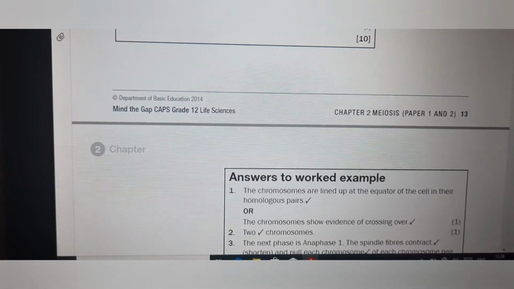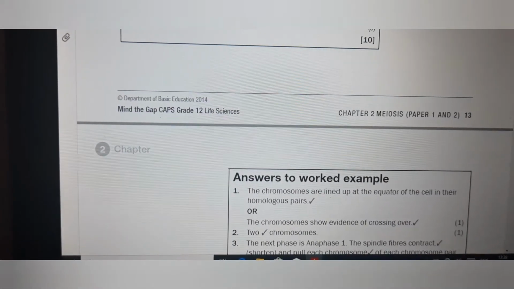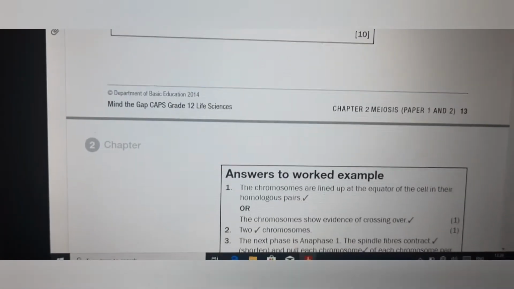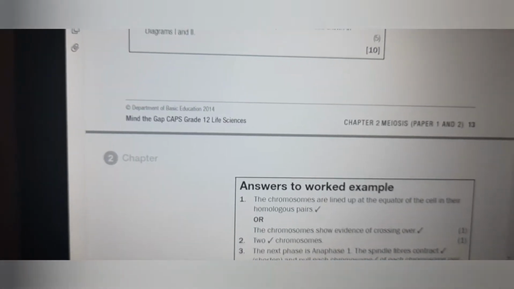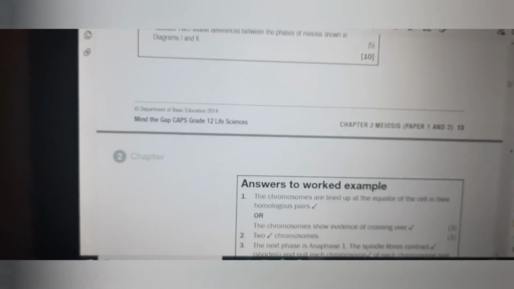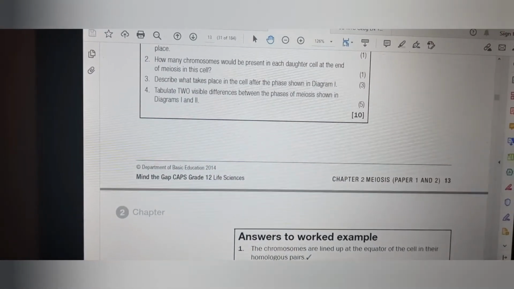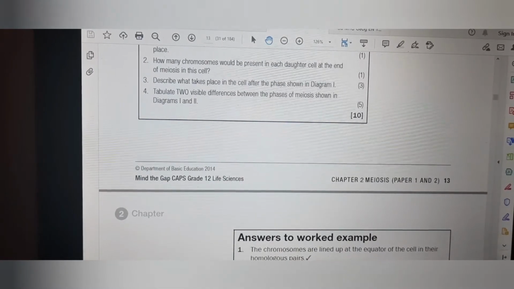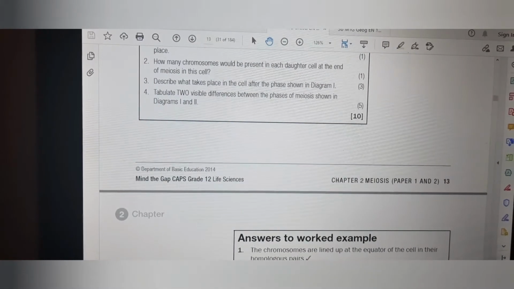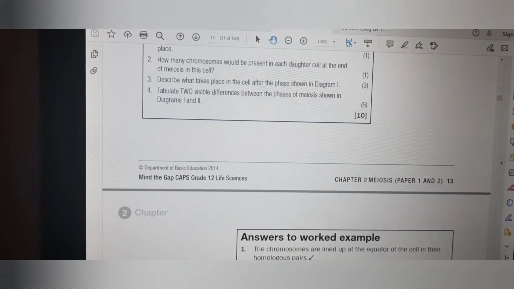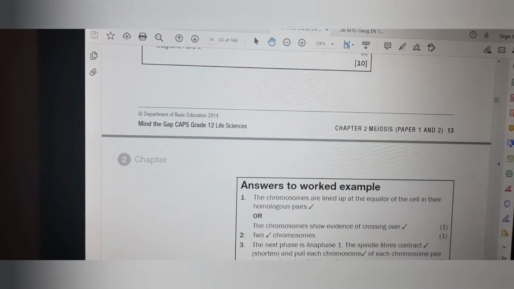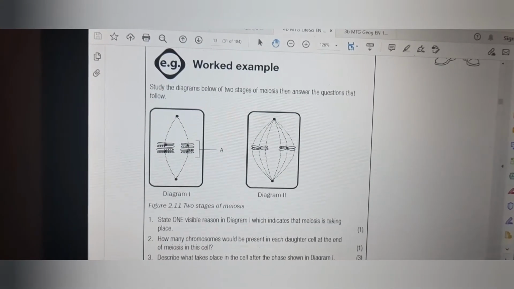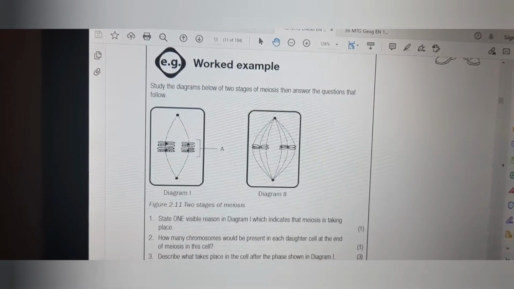Now the answer for 1 is the chromosomes are lined up at the equator of the cell in their homologous pairs. The chromosome shows evidence of crossing over, which is why I was telling you about the genetic variation. And then for question 2, it says how many chromosomes would be present in each daughter cell at the end of the meiosis in the cell. It's 2. As you can see, you have 2 pairs of homologous chromosomes, so you're going to have 2 at the end.